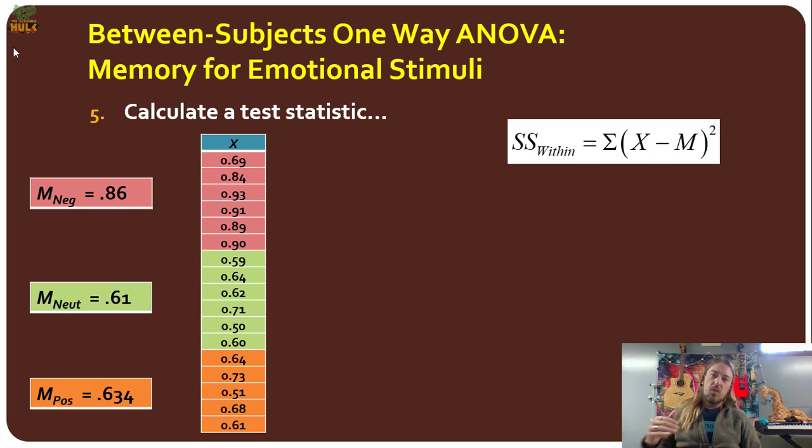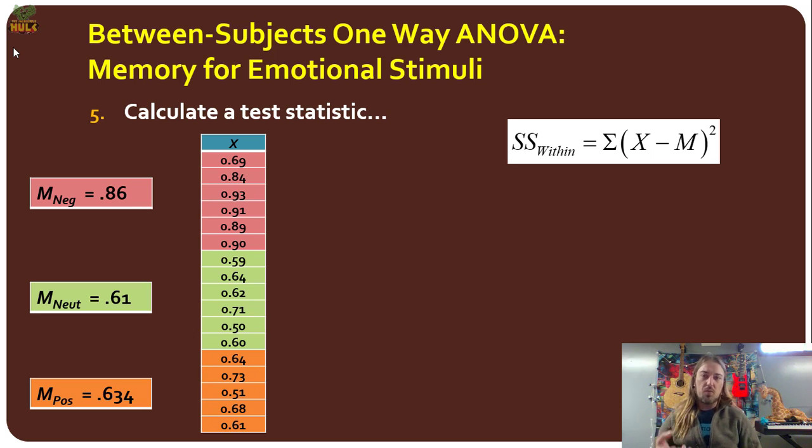Moving up our table, then we need sum of squares within next. The sum of squares within formula requires the individual score minus the mean of the group, right? The M, not the GM, the grand mean. And so the means of our individual groups, which we calculated earlier, were 0.86, 0.61, and 0.634. So then to calculate this, we need to take the raw score and subtract off that group score.